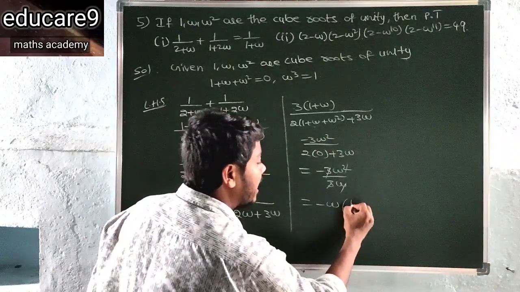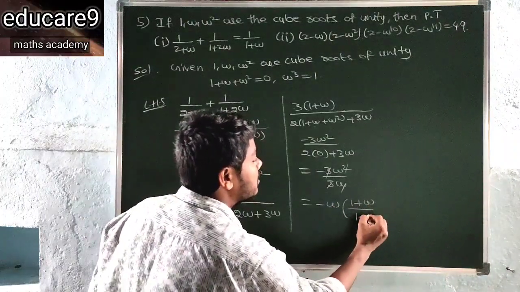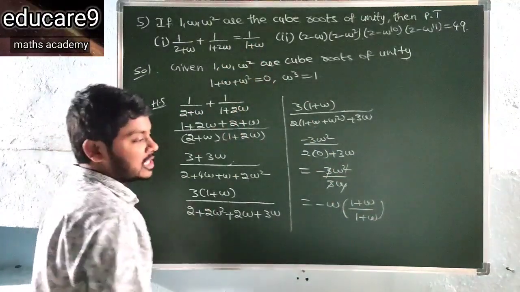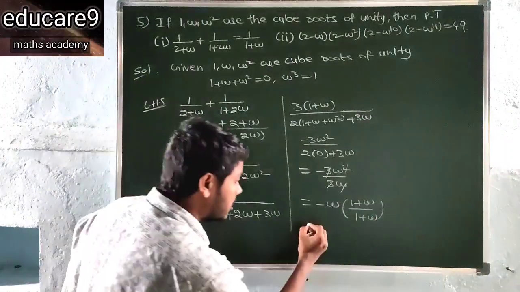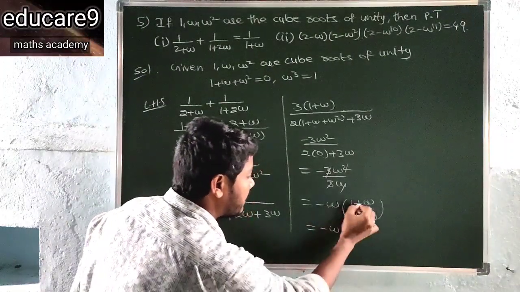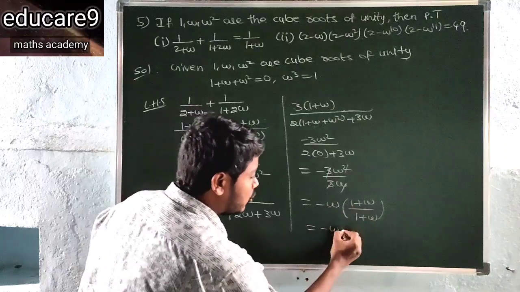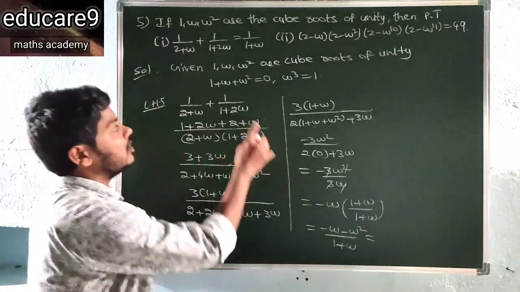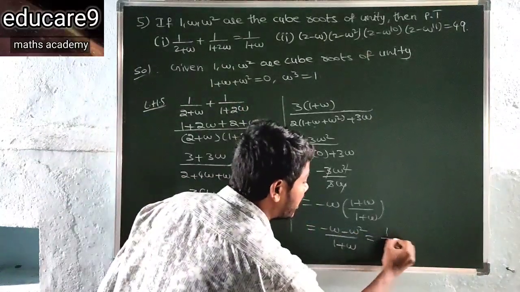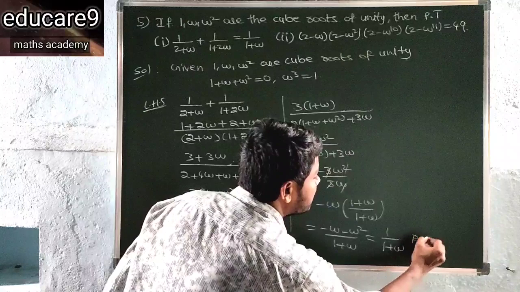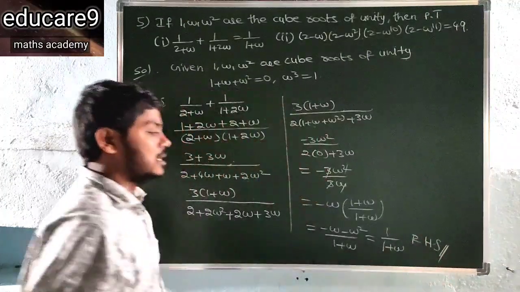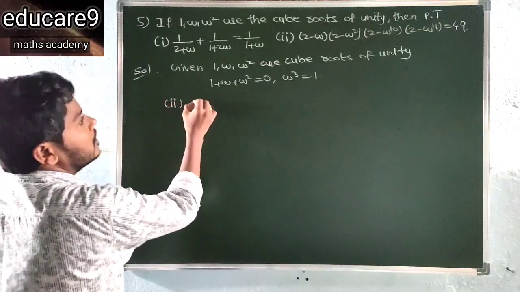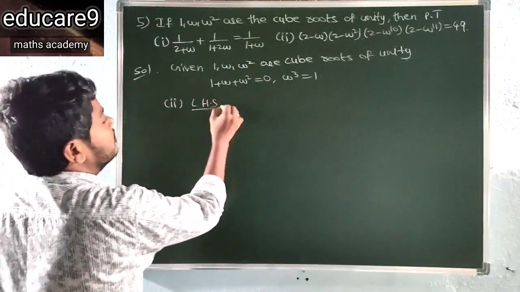So multiply and divide by 1 plus omega, because here you want to prove 1 by (1 plus omega). So that's why here multiply and divide by 1 plus omega. So this is minus omega and minus omega into omega, minus omega square by (1 plus omega). So what is this value from this? So clearly 1. So 1 by (1 plus omega). So this is RHS. So this is the required answer. So see our second question. So what is the LHS value?